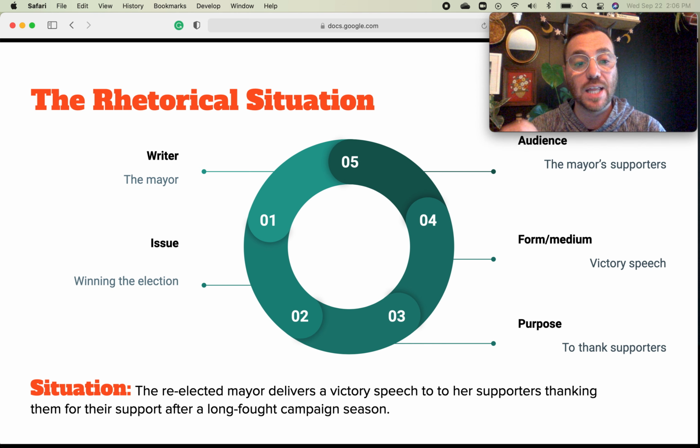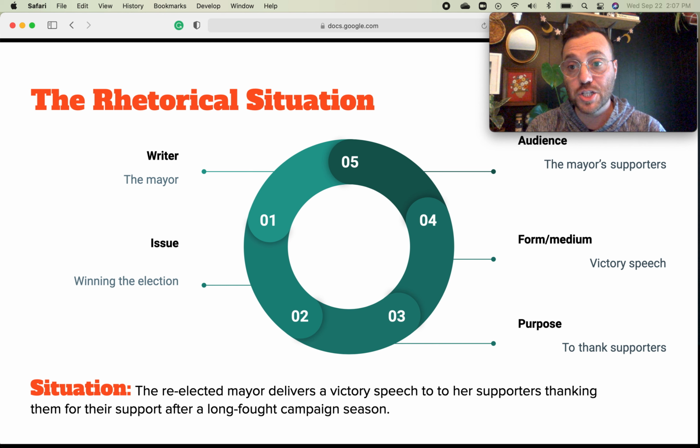And so if we apply this to a particular situation, in this case, this imaginary circumstance I've created for us, the re-elected mayor delivers a victory speech to her supporters, thanking them for their support after a long-fought campaign season. If we look at this situation, we can see that the writer would be the mayor, the issue would be winning the election, the purpose is to thank her supporters, the form or the medium is a victory speech, and the audience is the mayor's supporters.